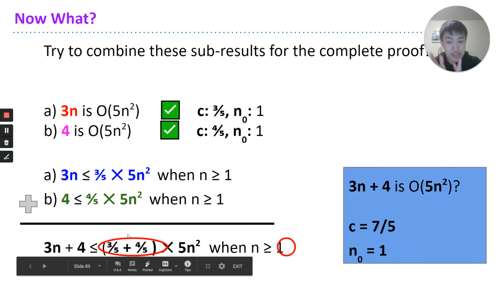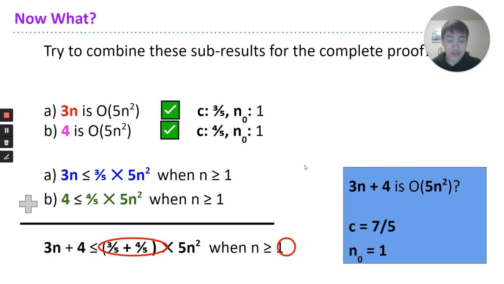And notice here that we just found a C and n naught immediately from our subproblems: C equals 7 over 5, by adding these up, and n naught equal 1, because it follows from the previous inequality. And so now we've just proven that 3n plus 4 is in big O of 5n squared.